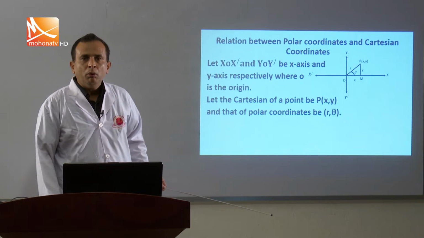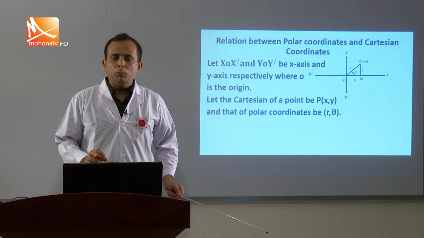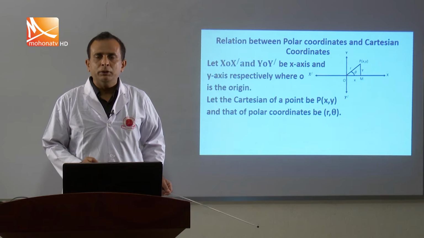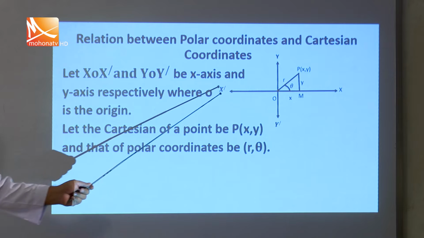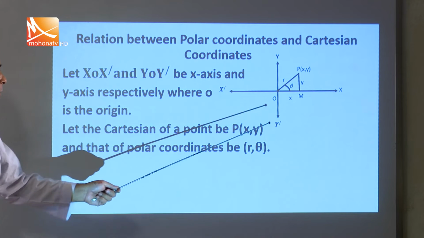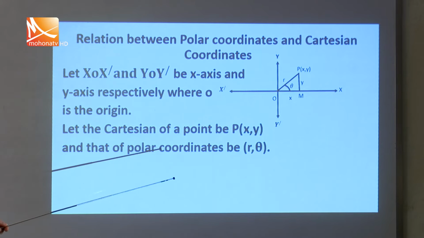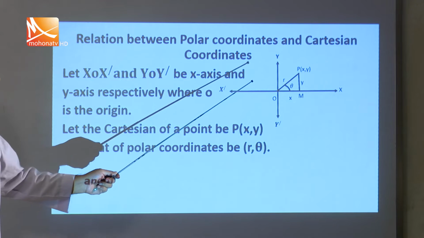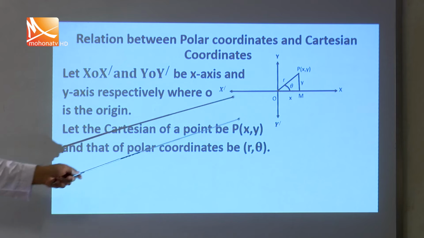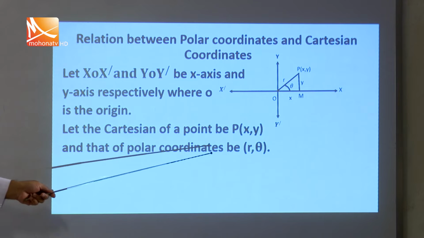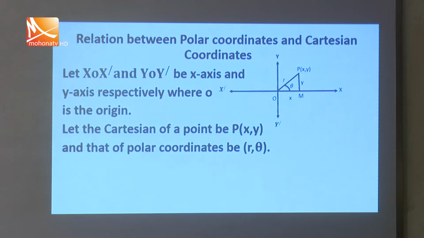Then we are going to discuss the relation between polar coordinates and Cartesian coordinates with the help of a diagram. You just see that let XOX' and YOY' be the x axis and y axis, where O is the origin. Let the Cartesian coordinate of the point P be (x, y) and that of polar coordinates be (r, θ). Okay.